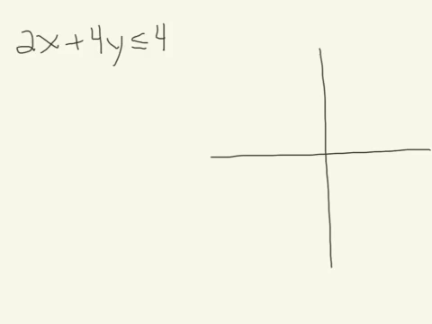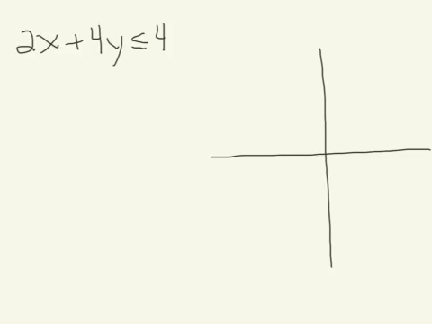So I'm going to quickly graph it here on my graph paper. Notice when you have a less than or equal to sign, you're going to use a solid line to graph it. But if this had just been less than 4, you would have used a dotted line. So that's how you know what kind of line to use.